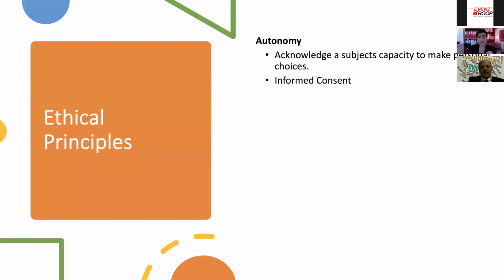Autonomy recognizes or acknowledges a subject's capacity to make personal choices. So this is informed consent. All research participation is a personal choice. It's a voluntary decision, and that decision to participate in research must come from the individual themselves, nobody else but the individual. And this is informed consent. So one important ethical principle is the rights of the subjects: informed consent.